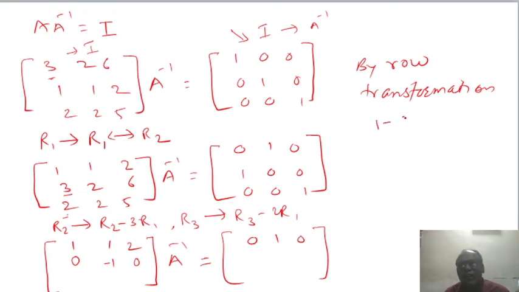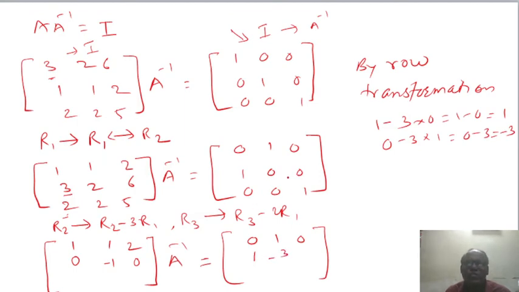1 minus 3 into R1, what is R1? 0. 3 into 0. This is 1 minus 0, 1 minus 0 is 1. We get 1 here. Then second thing, 0 minus 3 into 1. 0 minus 3, this is minus 3. We get minus 3 here.